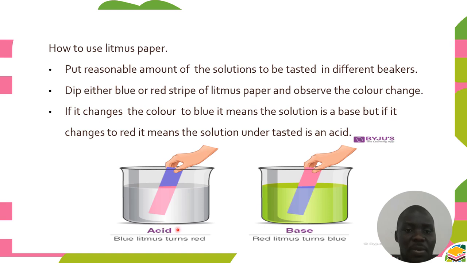So we can see here, if this is an acid, the color change of litmus paper is red, but if it is a base, the color change on litmus paper is blue.